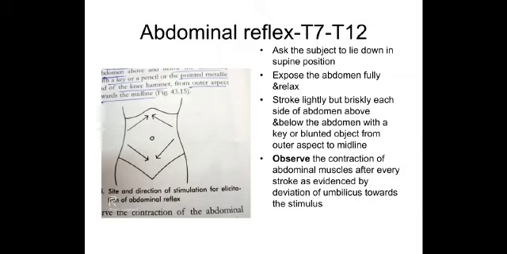So the next is the abdominal reflex. You need to ask the subject to lie down in the supine position, expose the abdomen fully and ask him to relax. We stroke lightly but briskly each side of the abdomen, as seen in the photo, above and below the umbilicus with a key or a blunted object from the outer aspect to the midline. You observe the contraction of the abdominal muscles after every stroke, as evidenced by deviation of the umbilicus.